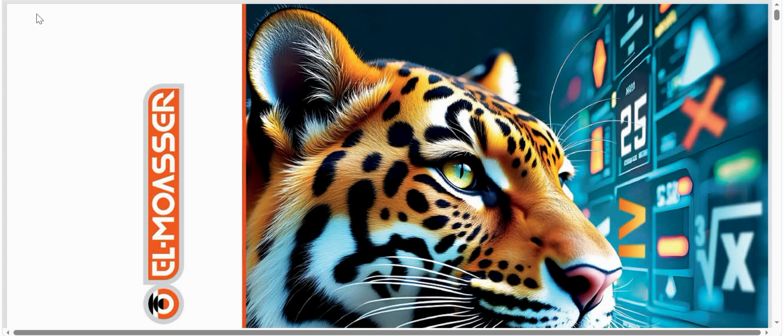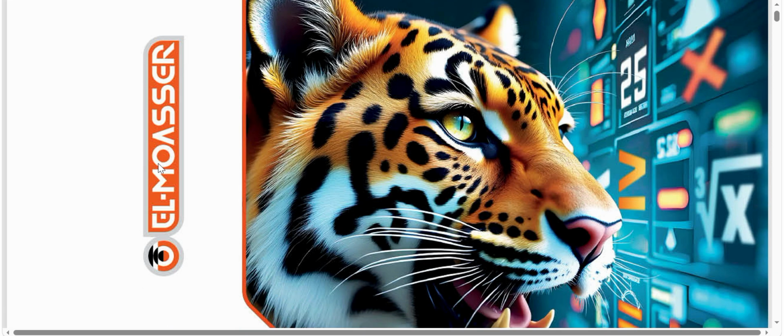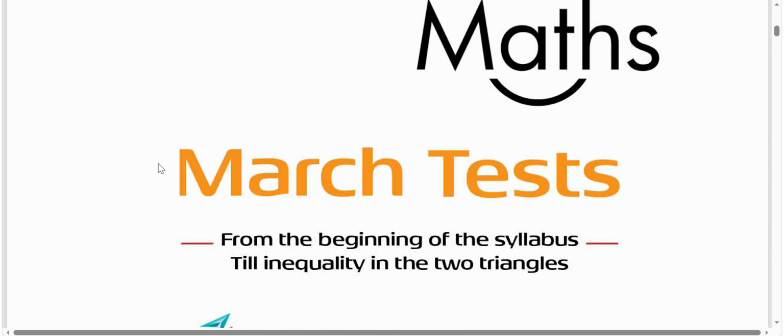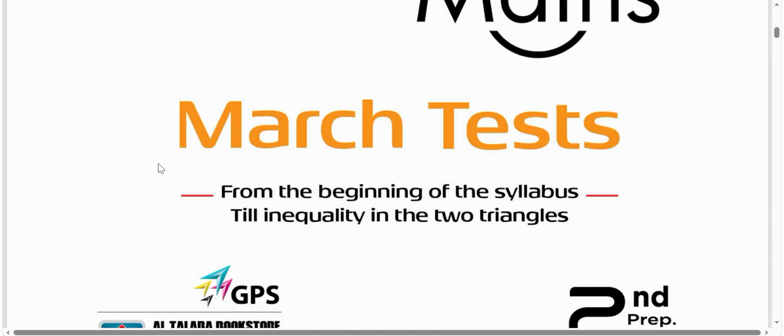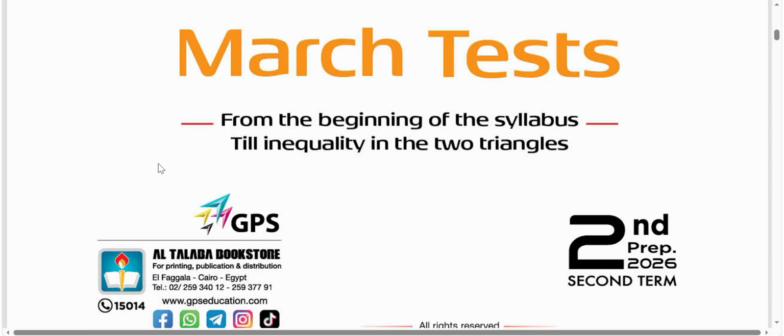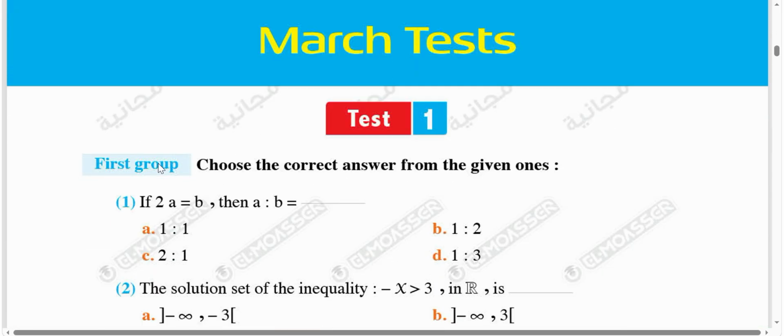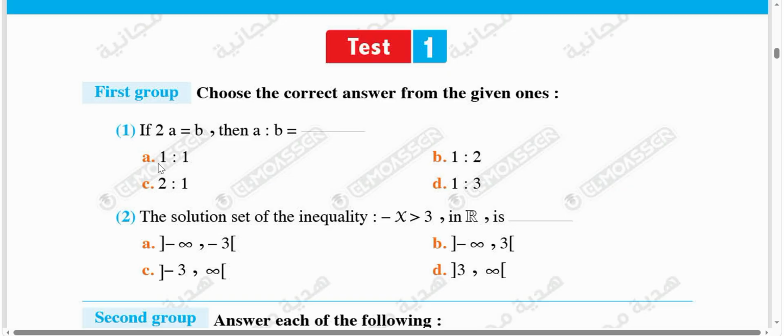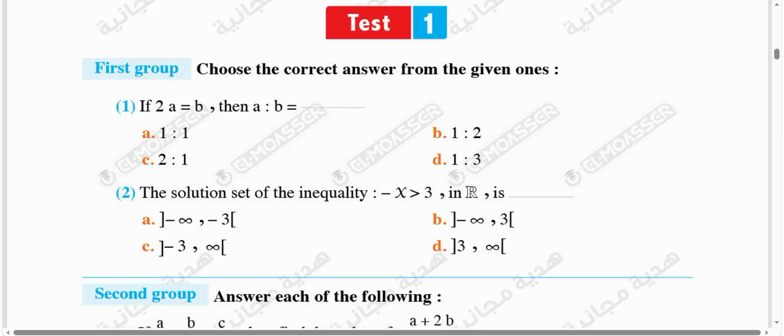Prep 2. Today I'll explain from the master book the March tests. Listen to me, put March tests from the beginning of the supplies till inequality into triangles. March tests is number 1. Choose the correct answer from the given ones.